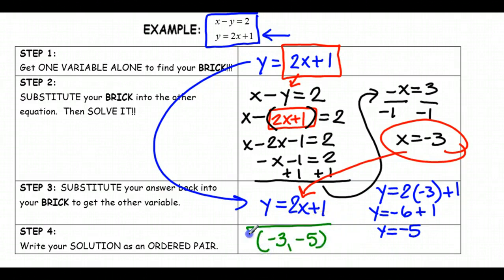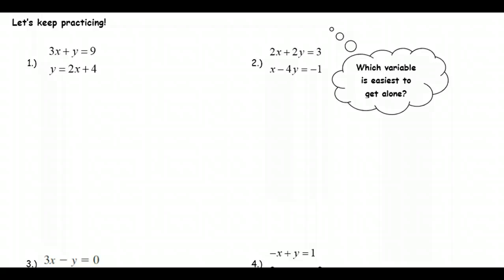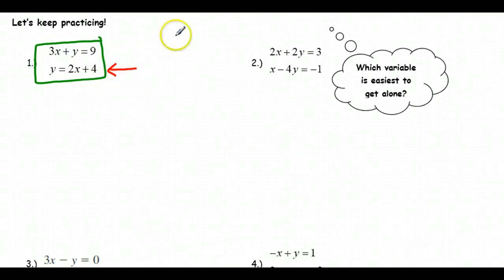Remember, you always write a solution to a linear system as an ordered pair x, y. Okay, let's go ahead and do some more practice. Alright, number 1. Here's our linear system. 3x plus y equals 9 and y equals 2x plus 4. I'm going to choose the bottom equation, y equals 2x plus 4, since y is already by itself.